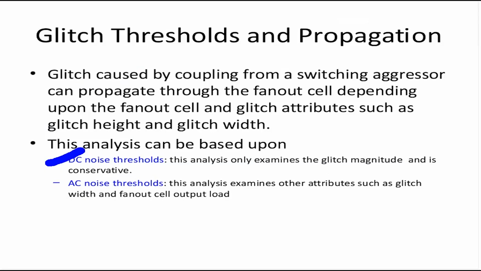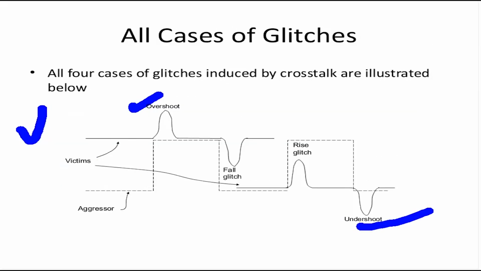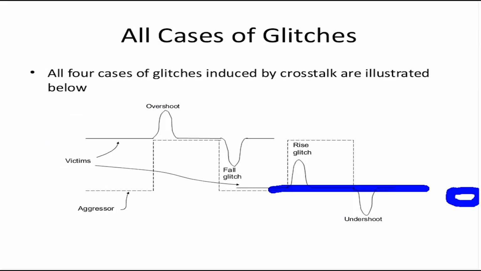Height means what is the maximum value. So there are two things with respect to a bump, with respect to a glitch. Let's see the rise glitch. This is 0. This is the maximum value up to which the glitch, the bump goes. So this is called the magnitude of the glitch. The magnitude of the glitch is the maximum rise or drop in the voltage value.